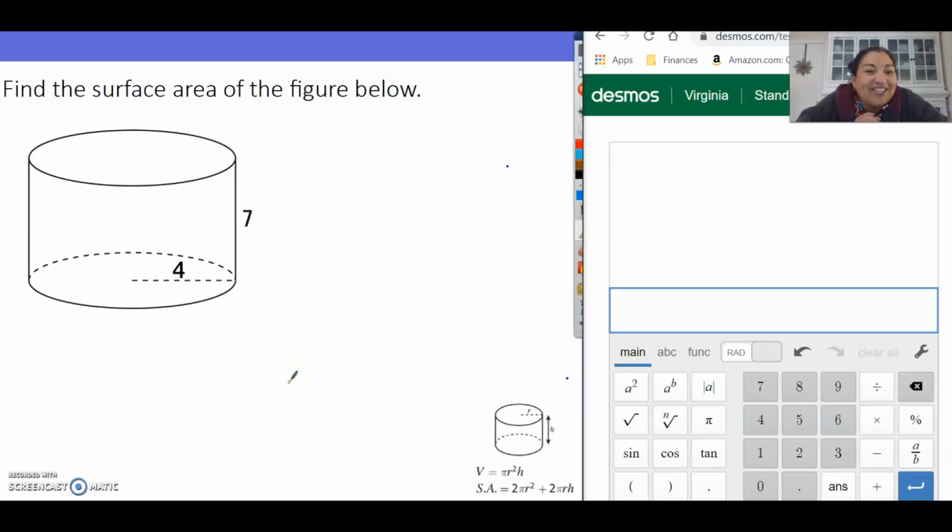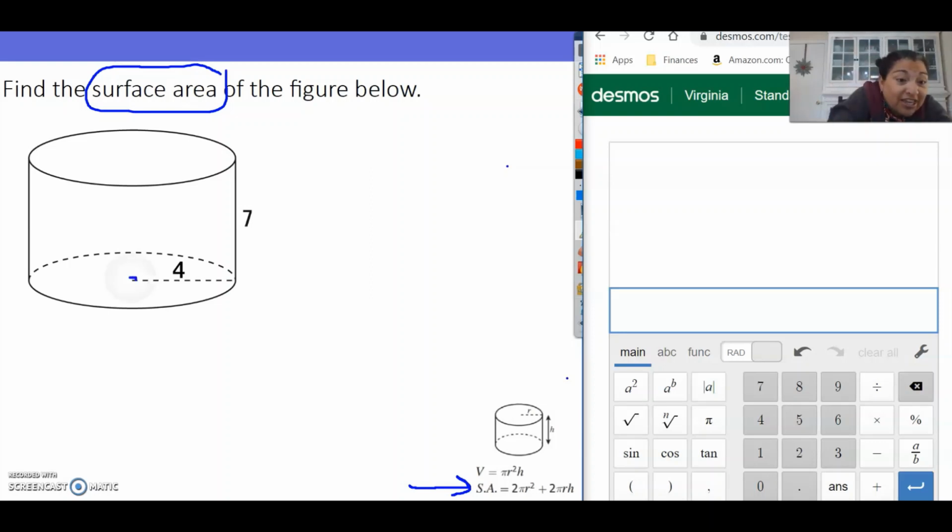Hey everybody, so we've gone over the formulas for Tuesday, and now we're going to look at doing some examples. So this is a cylinder, and it is asking us to find the surface area. Well, thank goodness we have the formula down here in the corner, because otherwise I don't think I would remember it either. So let's label our parts.